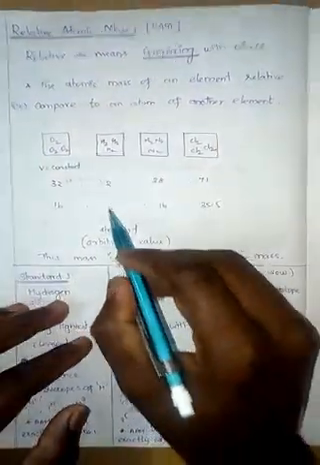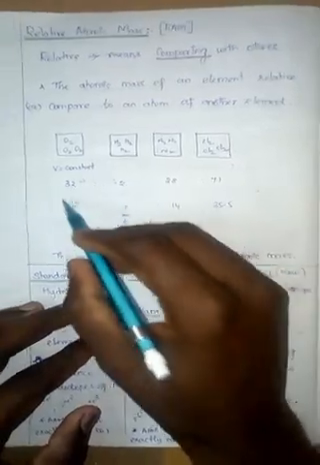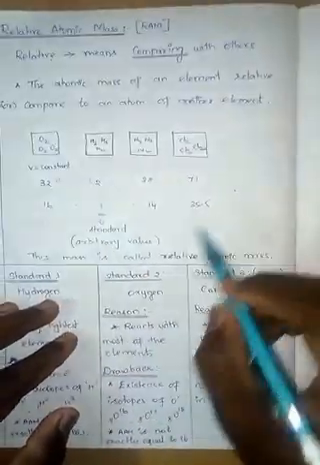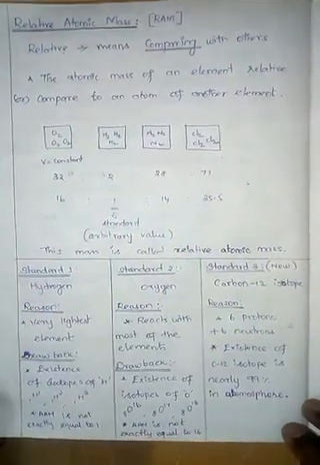So we are comparing; we will take one atom as a standard. Another atom we will compare. The mass of the other atom will be compared with this atom so that the mass can be calculated easily. I hope you understood this. So let us see some standards.